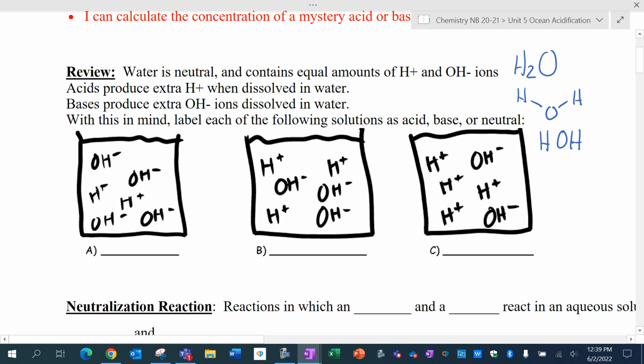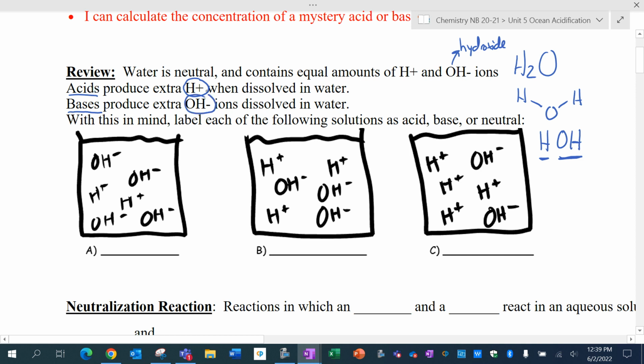And if you think of it that way, that might help you see that when we have water, we have equal amounts of hydrogen and this other thing, OH, which we call hydroxide. So OH minus, that is the hydroxide ion. So water is neutral and it contains equal amounts of hydrogen and hydroxide. By contrast, when you put an acid in water, it's going to make extra hydrogen ions. So when you have an acid, you're going to have more hydrogen ions present in the solution. When you add a base to water, it's going to produce hydroxide ions.